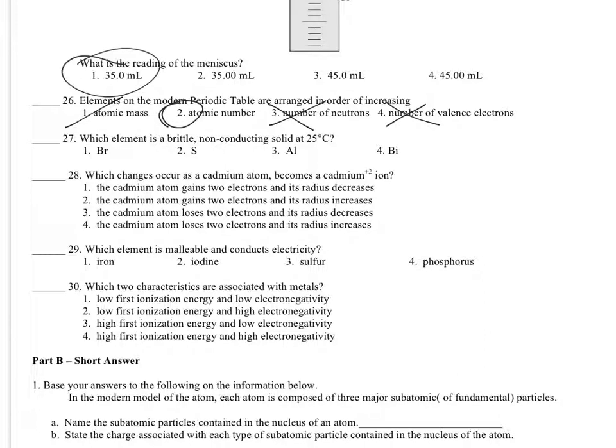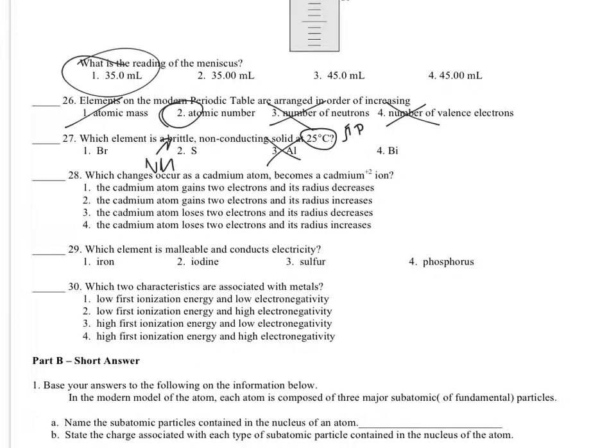All right, 27. Which element is brittle, non-conducting, and a solid at 25 degrees Celsius? Okay. 25 degrees Celsius is basically STP, for the record. So like normal temperature and pressure, so like right now. Brittle, that's telling me that I have a non-metal. And so automatically I'm canceling aluminum off. I know aluminum's not brittle.